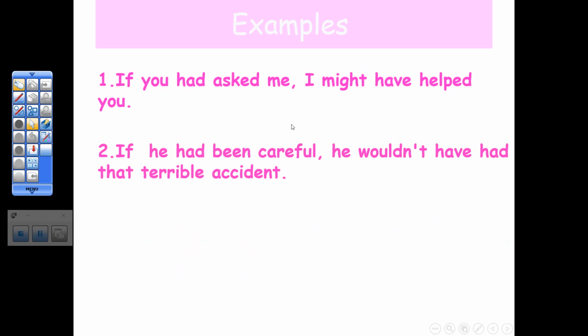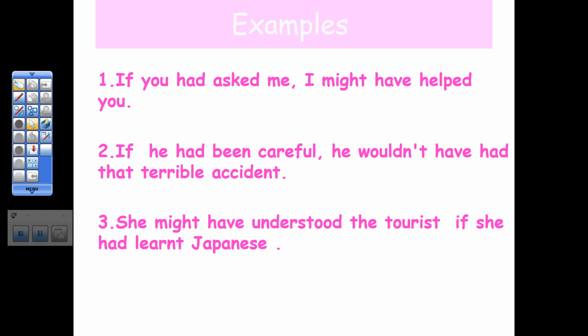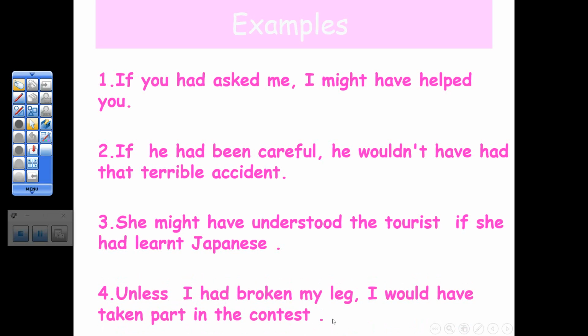The second one, if he had been careful, he wouldn't have had that terrible accident. The third one, she might have understood the tourist if she had learned Japanese. And also you can say, if she had learned Japanese, comma, she might have understood the tourist. The last example, unless I had broken my leg, I would have taken part in the contest. Or also you can say, if I hadn't broken my leg, I would have taken part in the contest.